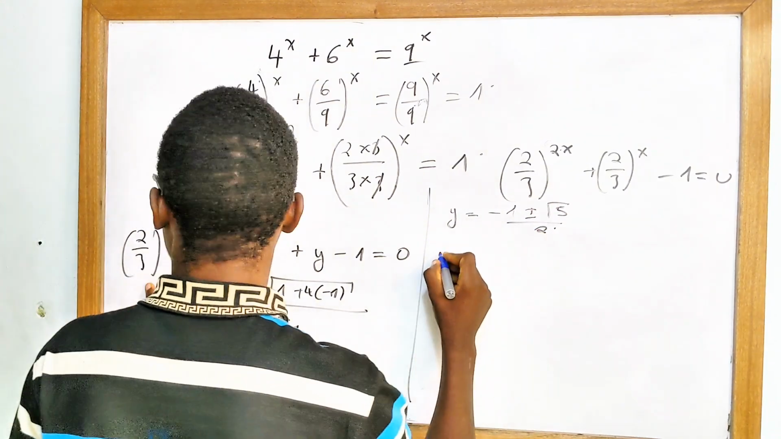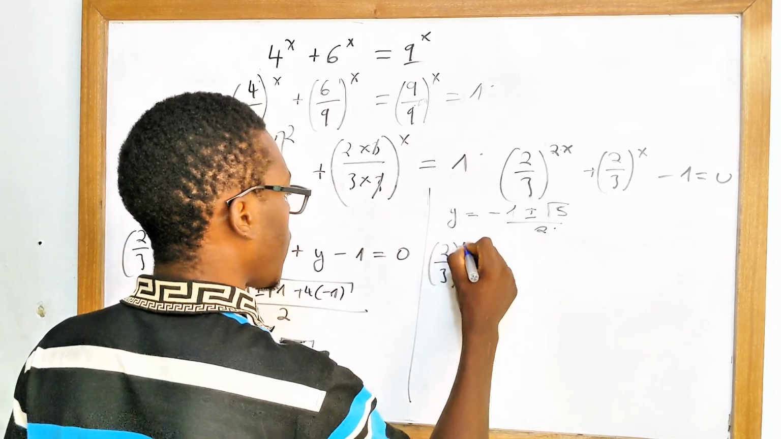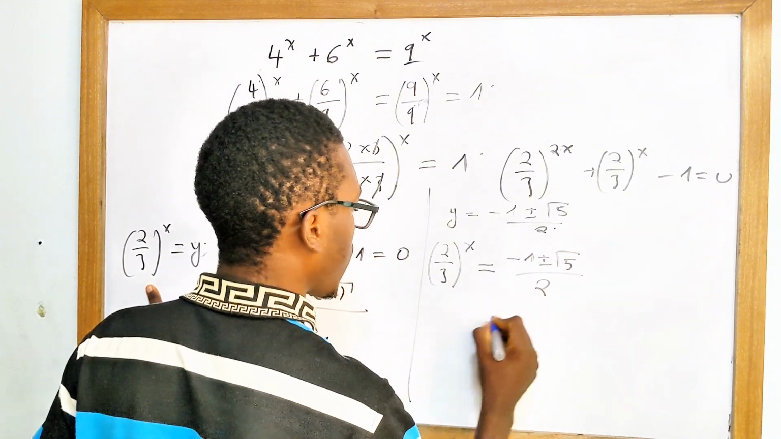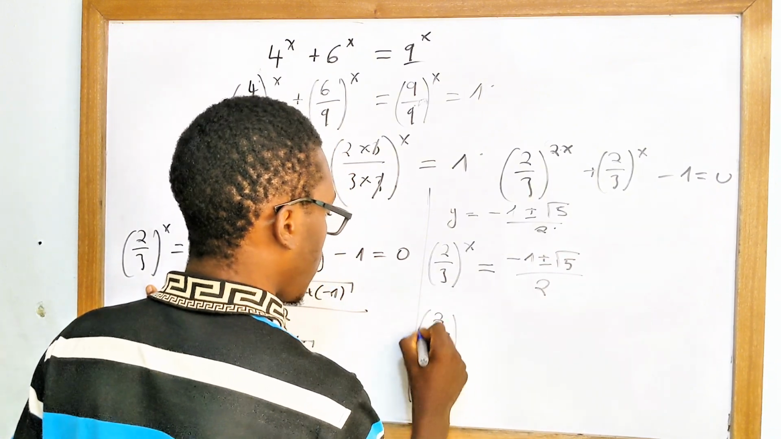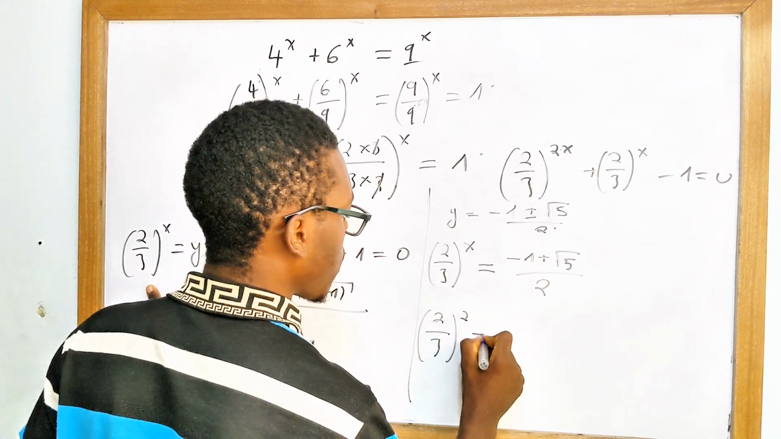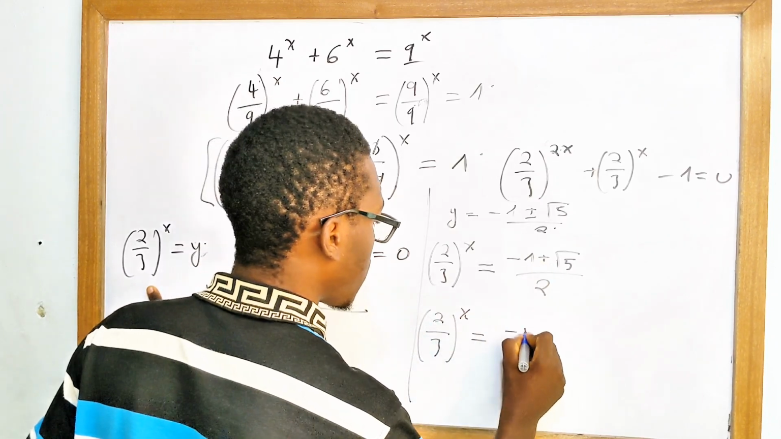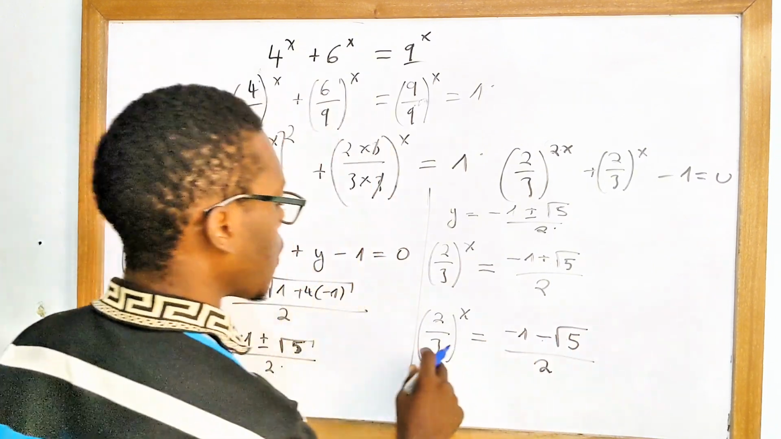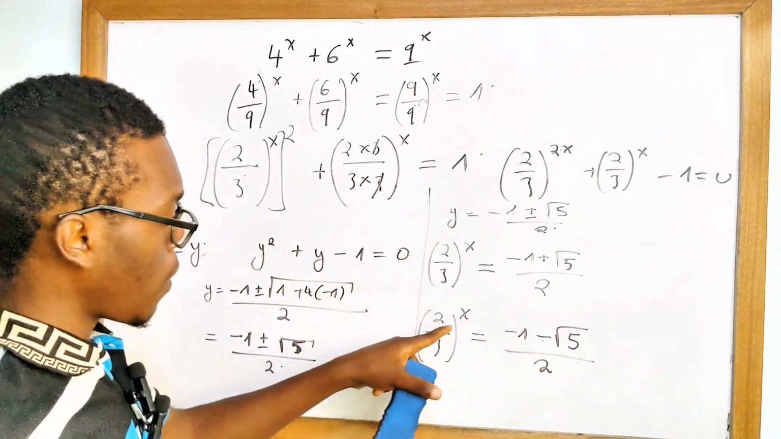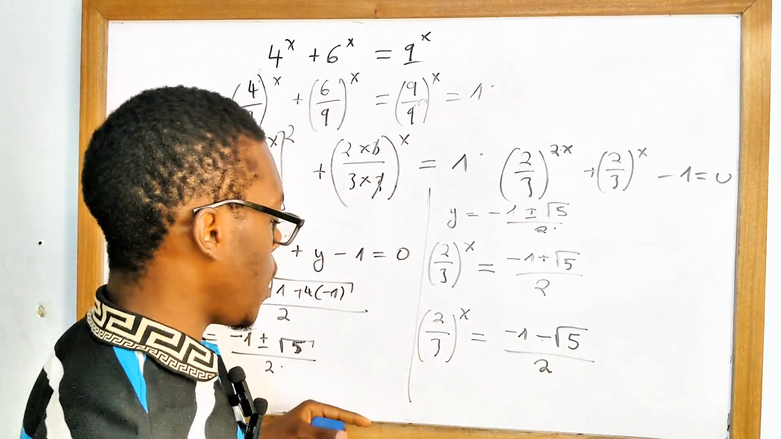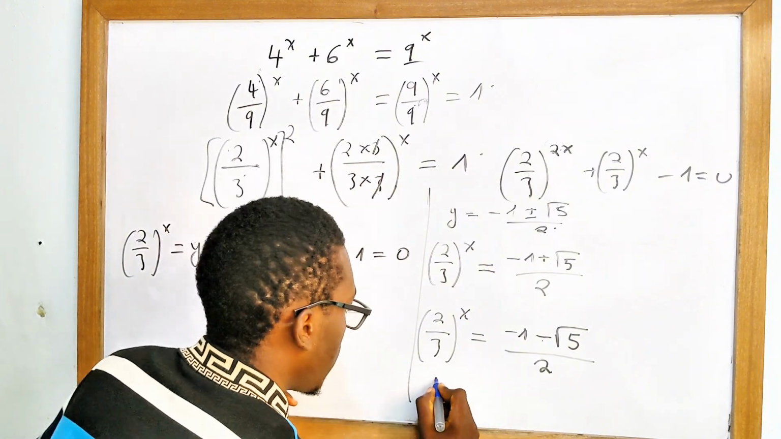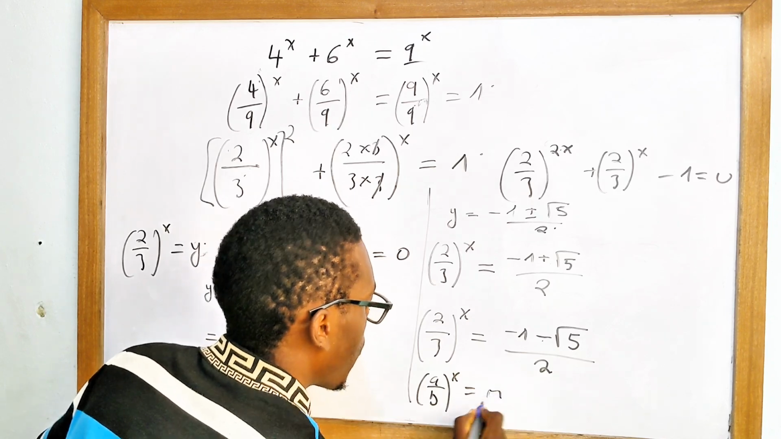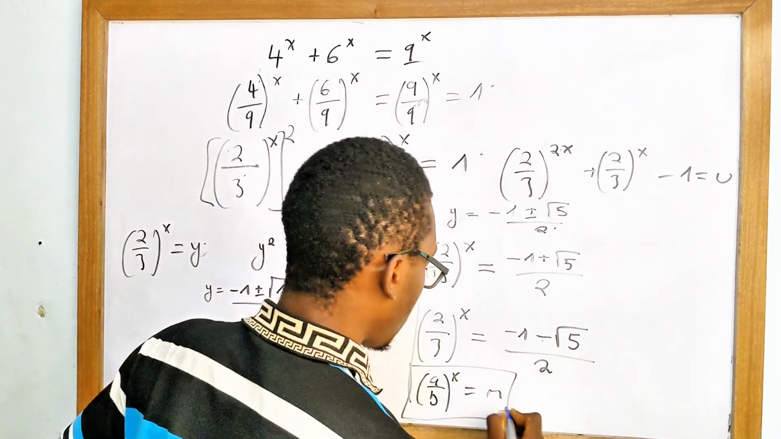Hence we say that 2 all over 3 to the power x equals negative 1 plus or minus root 5 all over 2. We take the positive. Since this one equals y, to solve for x here, what can you use? You can use natural logarithm or log, because if you have a all over b to the power x equals maybe m, how can you get x here? Automatically you are going to put log here.